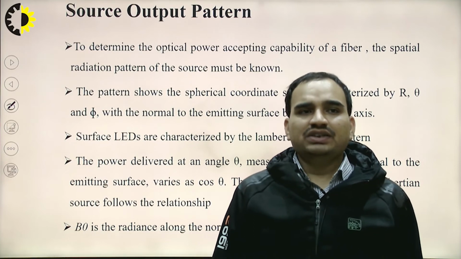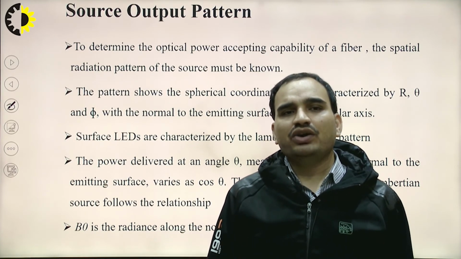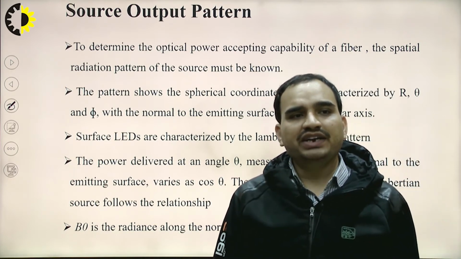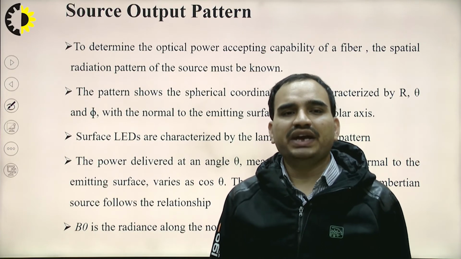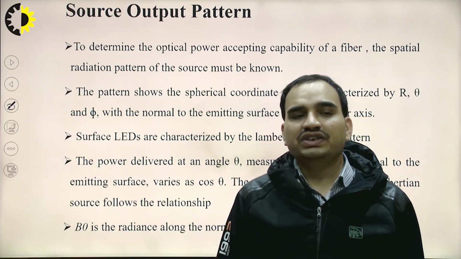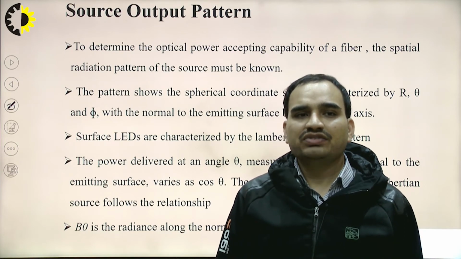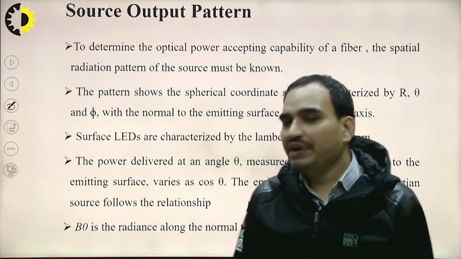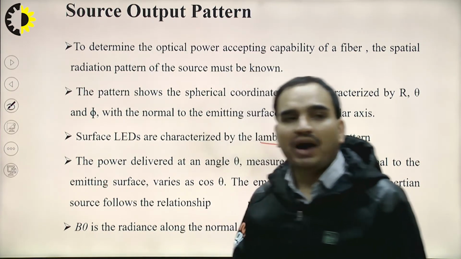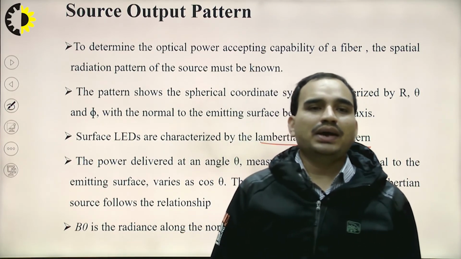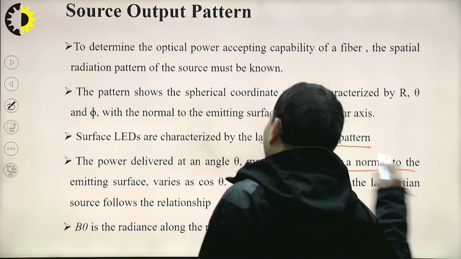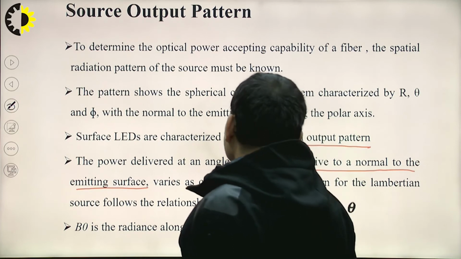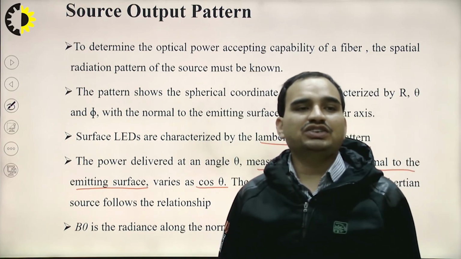To determine the optical power accepting capability of a fiber, the spatial radiation pattern of the source must be known. The pattern shows the spherical coordinate system characterized by r, theta and phi, with a normal to the emitting surface being the polar axis. Surface LEDs are characterized by the Lambertian output pattern, and the power delivered at an angle theta, measured relative to the normal to the emitting surface, varies as cos theta. The emission pattern for the Lambertian source follows the relation.